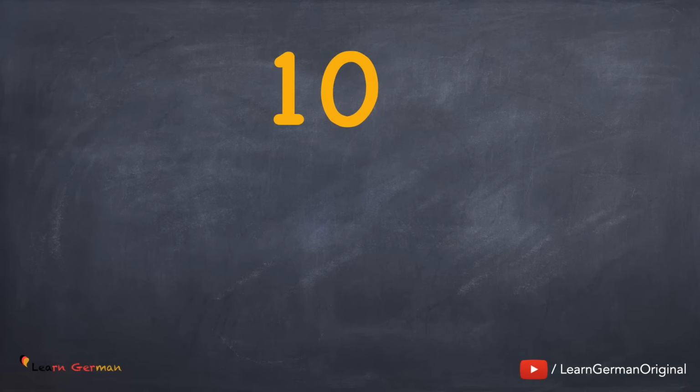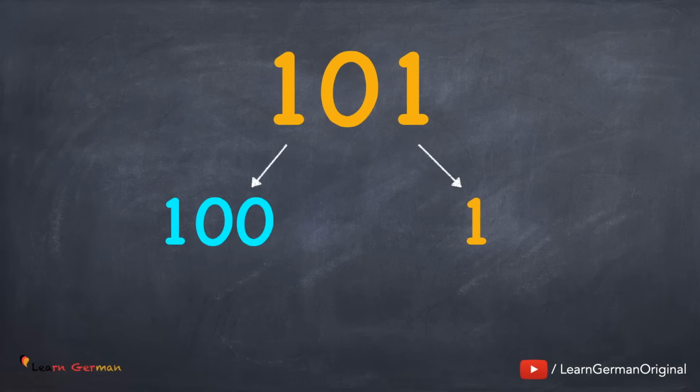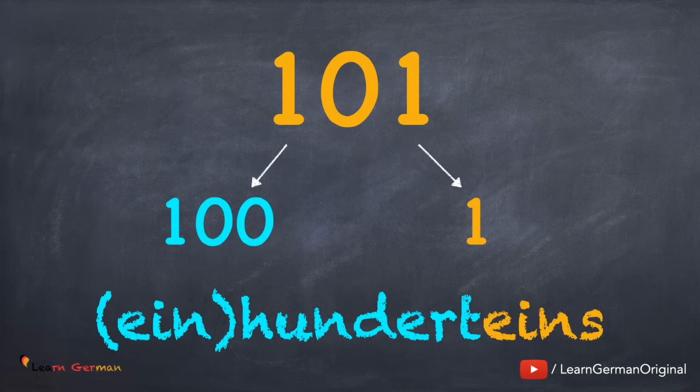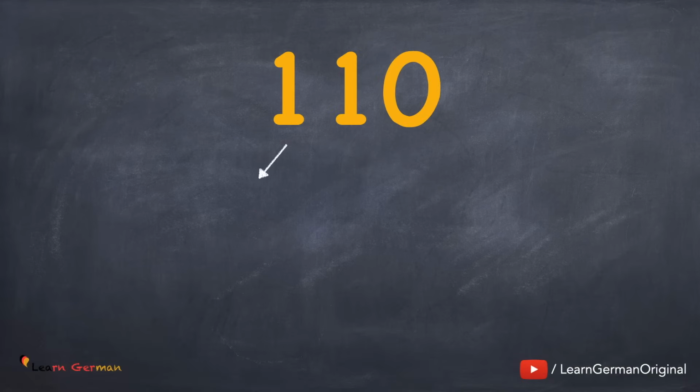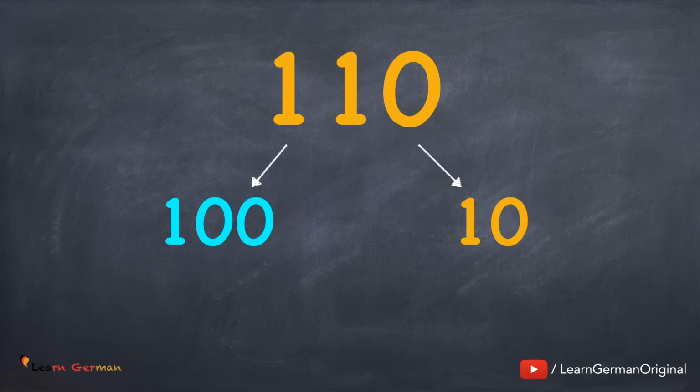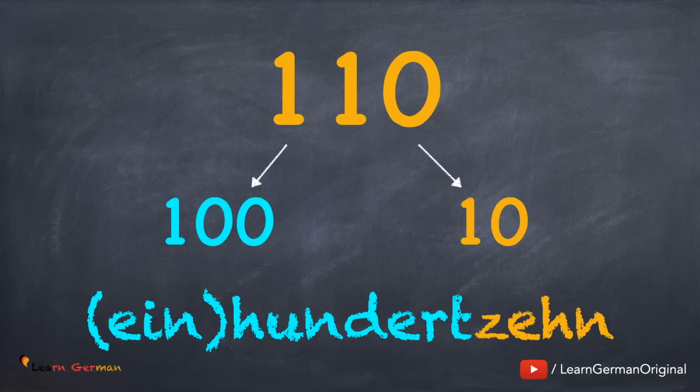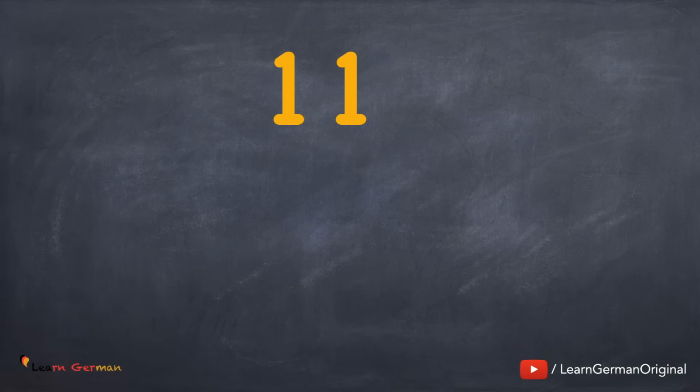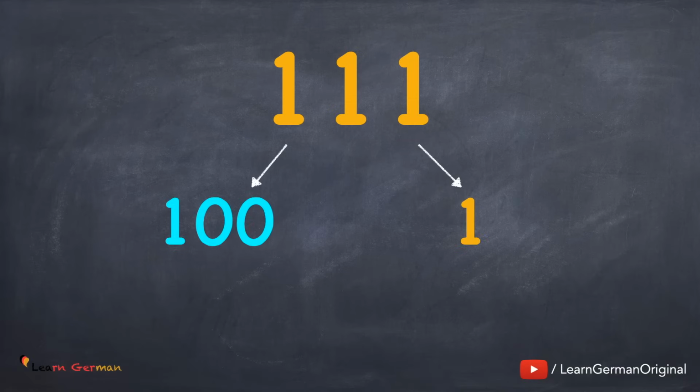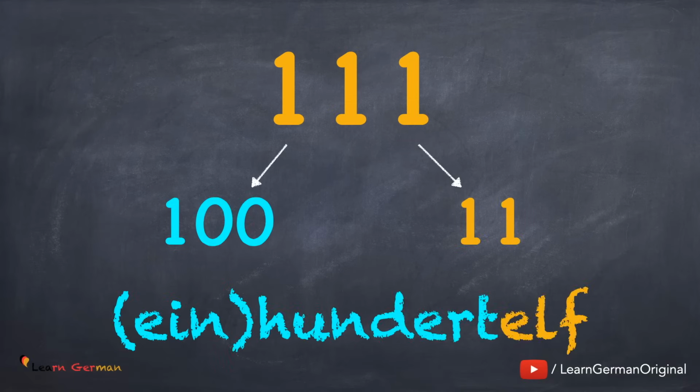Kombinationen. In this number, we have 100 plus 1. So you say 101 or just 101. Let's do the next number. 100 plus 10. We have 110 oder 110. If you think this is going too fast, you can always pause the video. Now the next number. 100 plus 11. 111 oder 111.